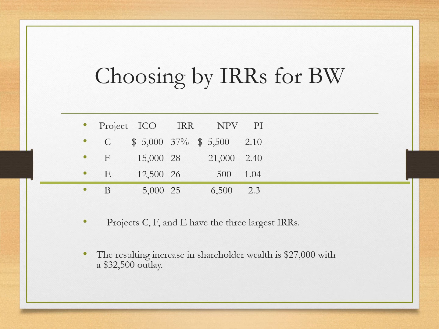So if we add up all the initial cash outflow, it equals $32,500. On the other hand, if we look at the NPV or the shareholders wealth maximization, if we add up all the NPVs of C, F, and E projects, it is about $27,000. So if we select these three projects on the basis of IRR, the total shareholders wealth will be maximized by $27,000.